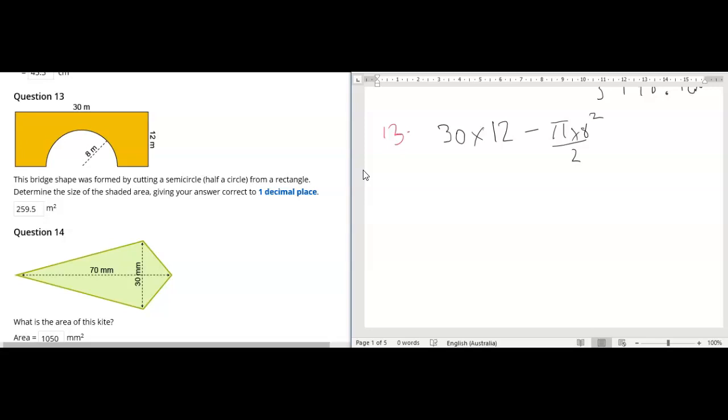So 30 times 12 minus. Now, if you're putting this into your calculator, just be careful. You might need to put brackets around there. Brackets, you can never have enough brackets. So I encourage you to use them as much as you can. Okay, and oops, I left my answer as an exact answer. Let me just quickly go back. So you get 259.469, blah, blah, blah, blah. So rounded to one decimal place is 259.5, and we're working in meters squared.